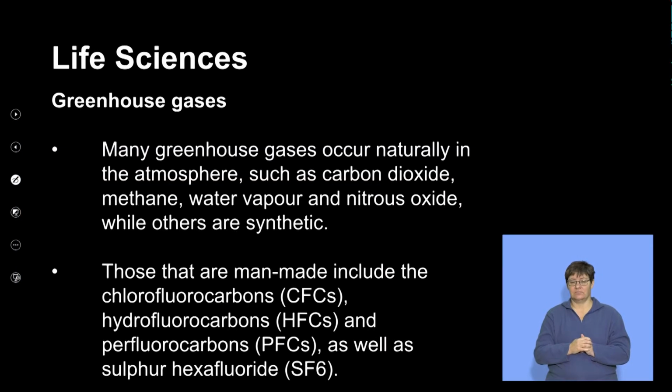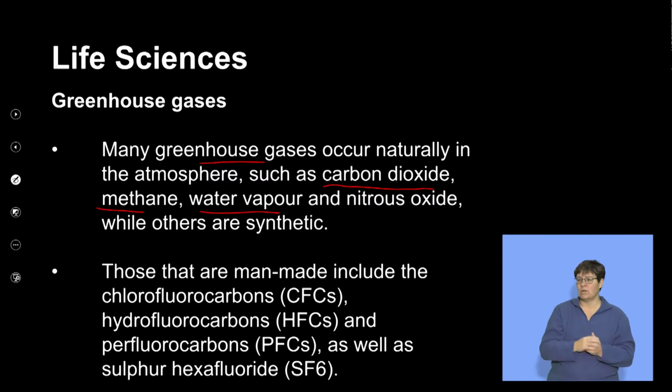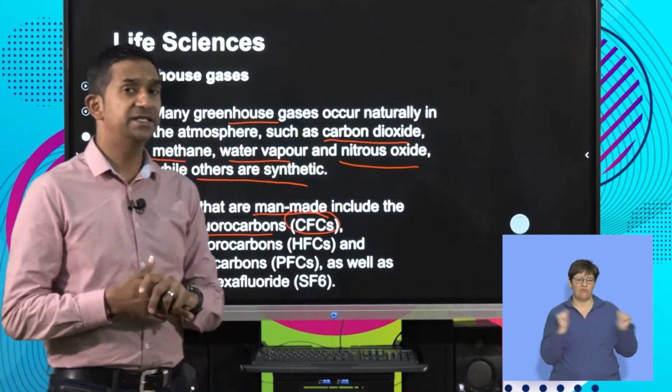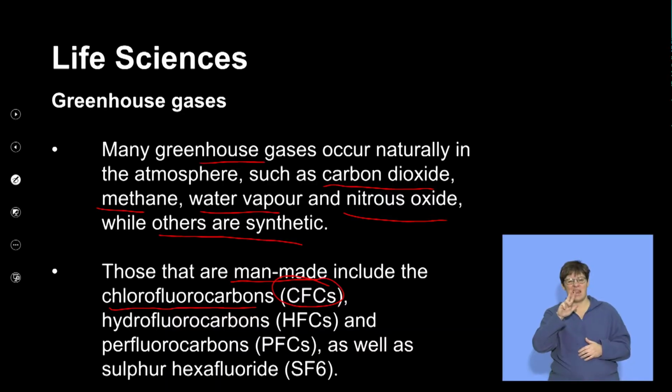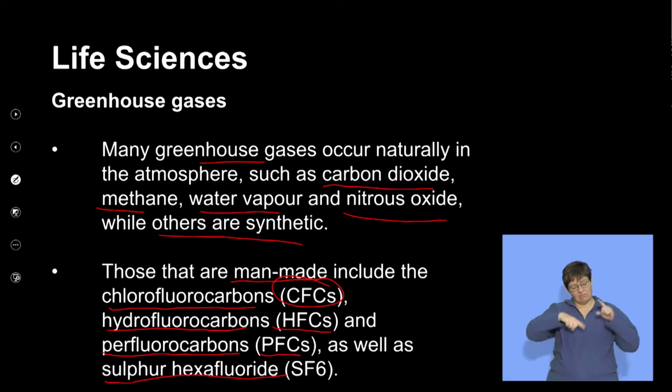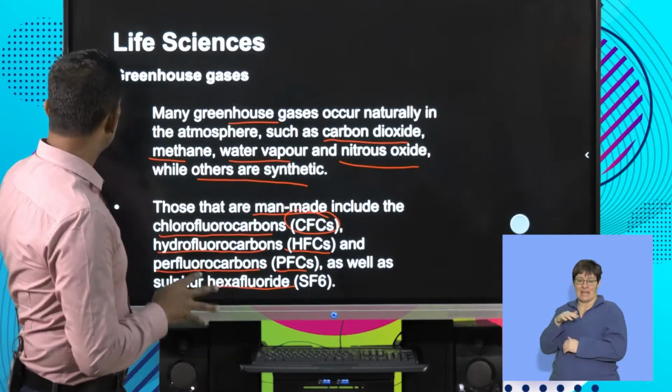So as I mentioned, there are many greenhouse gases that occur naturally in the atmosphere, such as carbon dioxide, methane, water vapor, and nitrous oxide, while others are synthetically produced through various industrial processes. Those that are man-made include your chlorofluorocarbons, your CFCs, which were predominantly used in coolants and refrigerants back in the 1980s and 70s. Hydrofluorocarbons, your HFCs, your perfluorocarbons, your PFCs, as well as your sulfur hexafluorides. And so these are different types of man-made or synthetically produced greenhouse gases.